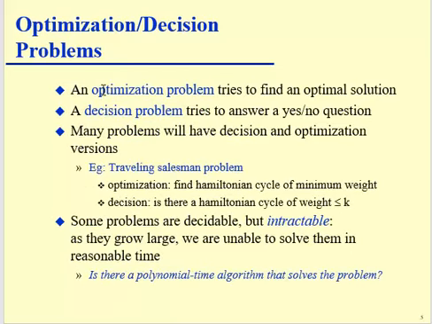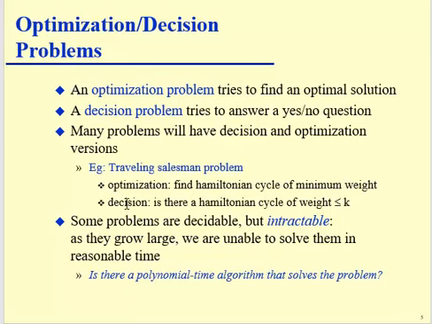Now, an optimization problem tries to find an optimal solution, and a decision problem tries to find an answer with yes or no. Many problems will have decision and optimization versions, like the traveling salesman problem. Now, if we have to state the optimization problem for this one, what would that be? Find the route, where a traveling salesman starts from a city, goes to all the cities, travels to all the cities only once and comes back to the original one, but the total weight of all the edges should be minimum. So that is your optimization.